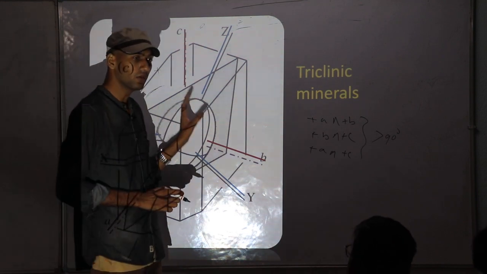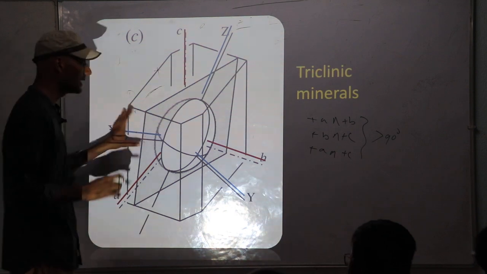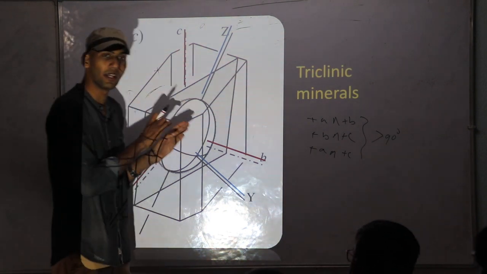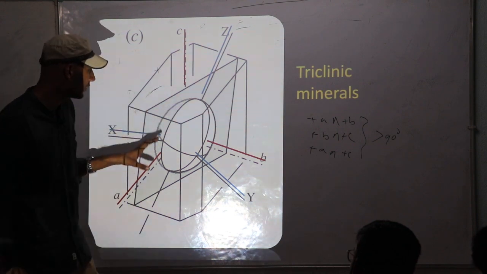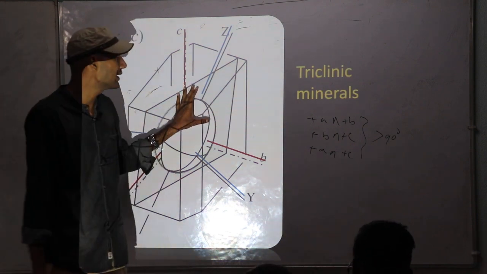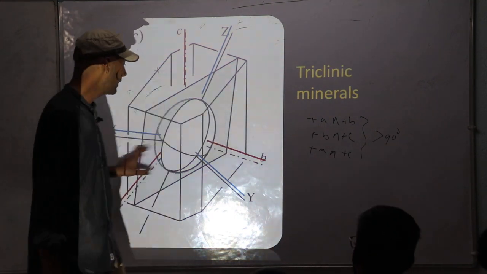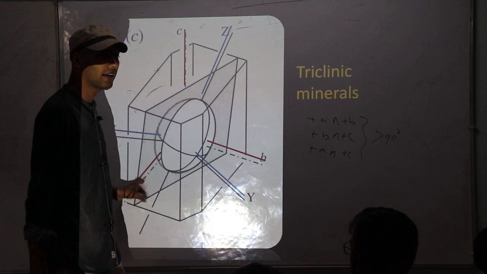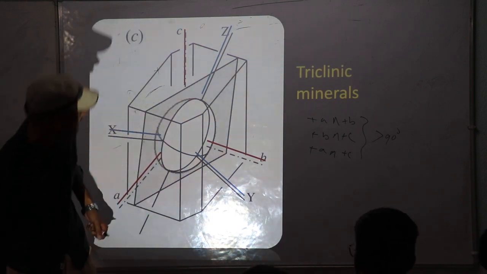Here you can also define the orientation by taking the angles. That is similar to the monoclinic case, when we defined A and C, the angle between A and C in the previous diagram. Similarly, in triclinic minerals you can take A and B, B and C, and A and C. Okay? So not going into details.